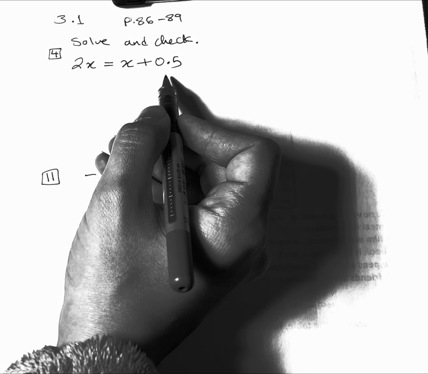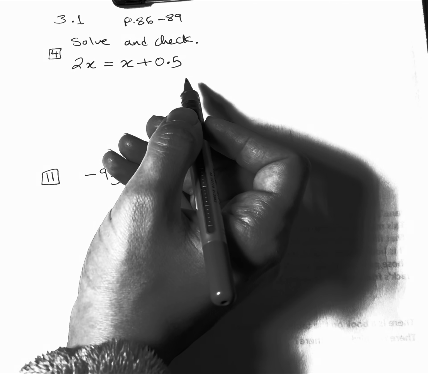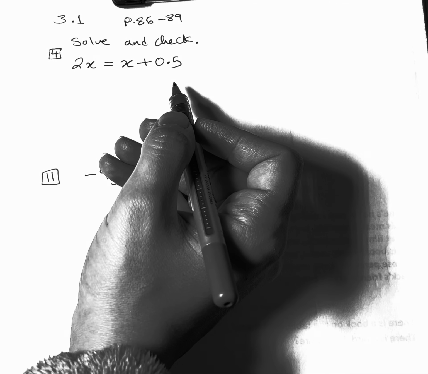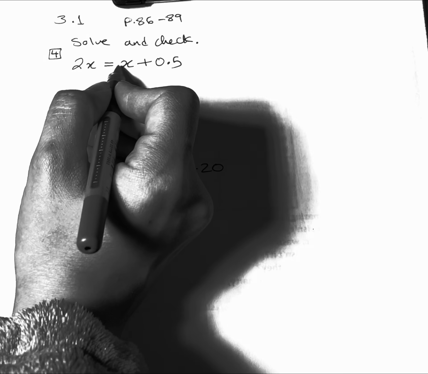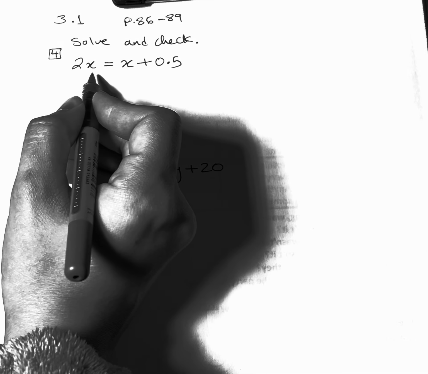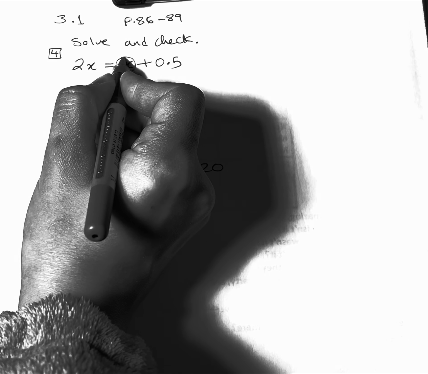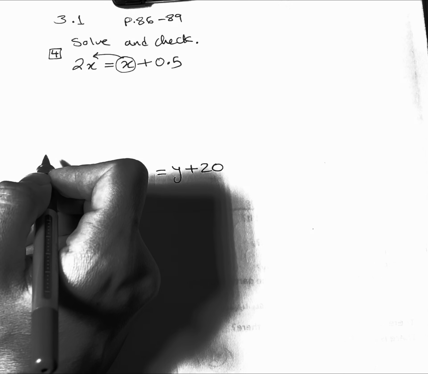So what are we going to do? We're going to play volleyball. How are we going to do this? We say number with number, variable with variable. So on my left side, I have 2x. The x on the right side will go to the left side.